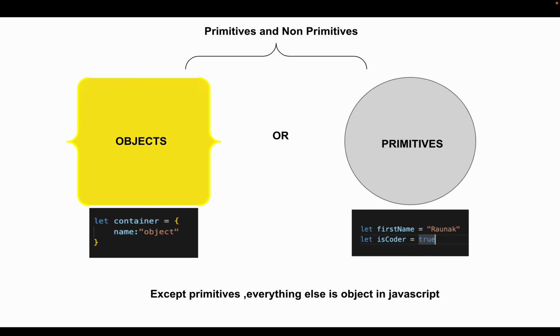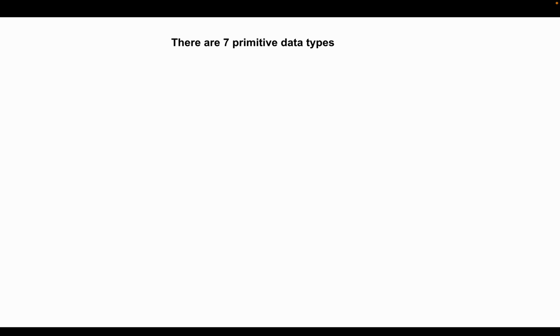In this lecture, we'll be purely focusing on the primitive values. Okay, so in primitive values we have 7 data types. Those are number, string, boolean, undefined, null, symbol, and BigInt. So let's see what every data type does and what those are.